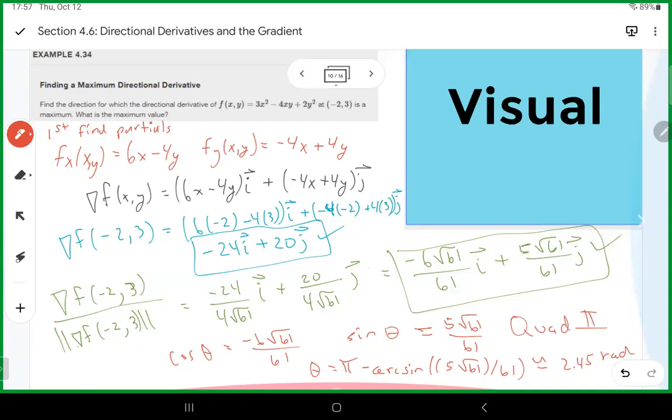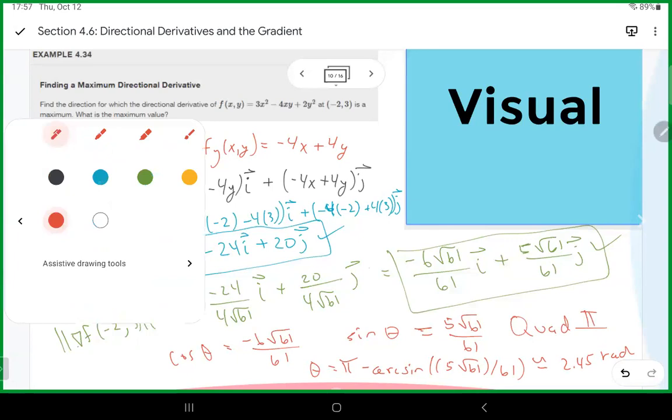The maximum value of the directional derivative at that point is the magnitude, which is 4 square root of 61. So maximum value.